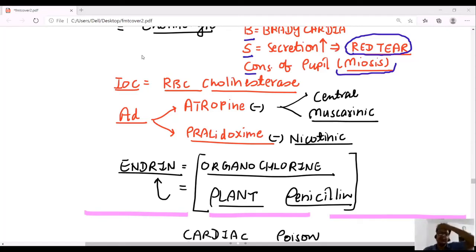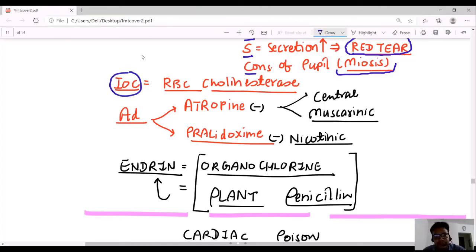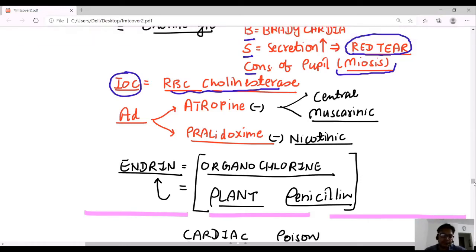Bradycardia. Secretions are increased. Because of increased secretion, we have red tears, constriction of pupil. Investigation of choice is RBC cholinesterase. This question comes in exam, my dear friend. Investigation of choice is RBC cholinesterase. Antidote. Sir, for antidote, we use two things.